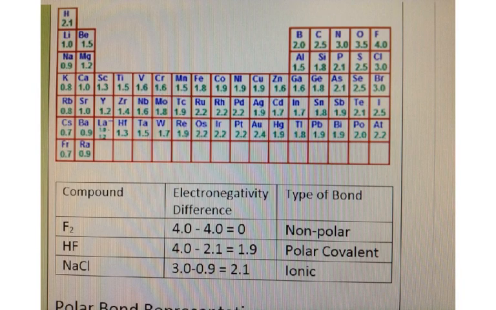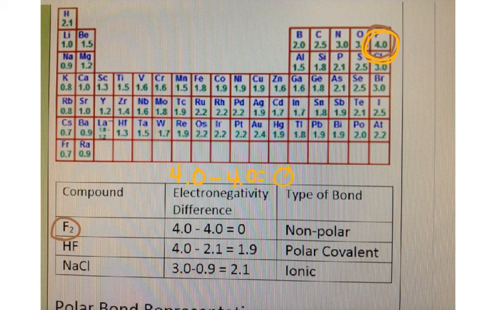All right, so how do you figure this out? I'm going to show you three different samples. Okay, F2. For F2, you're going to find F on the periodic table and look at its electronegativity value. The electronegativity value is 4. So I'm going to be comparing my electronegativity of one F, which is 4, to an electronegativity of the other F, which is also 4.